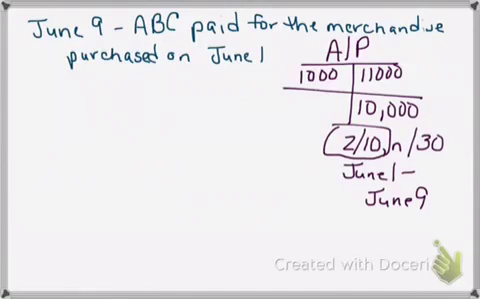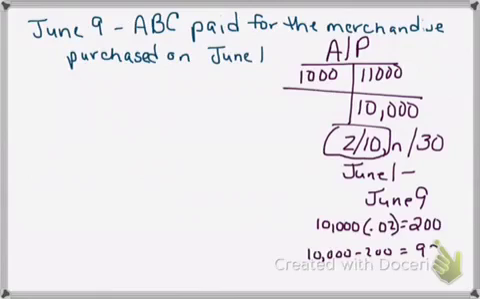Since it is a 2% discount, what we would do is we would take the balance of the amount we owe, which is $10,000. We would multiply that by that 2%, and that means we will have a discount of $200. So the actual amount we're going to write a check for would be the $10,000 minus the $200, or it would be $9,800.